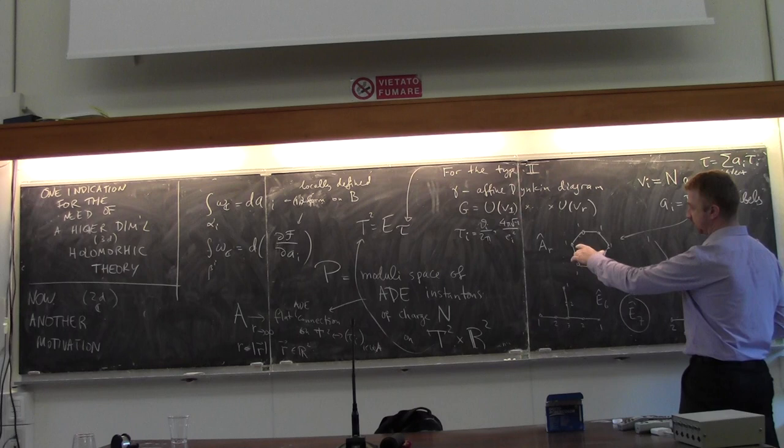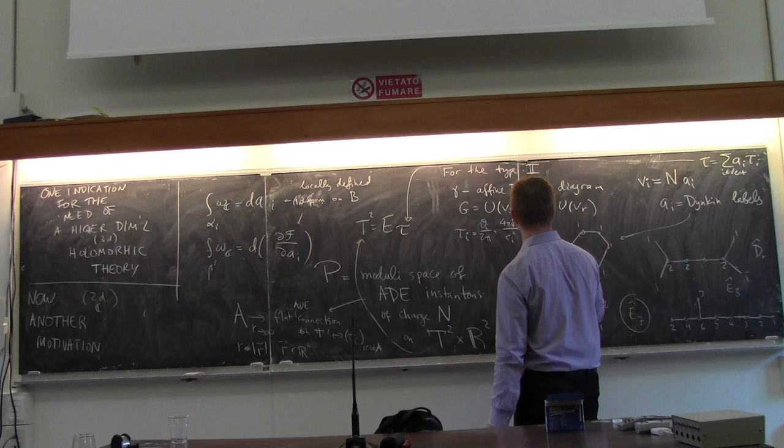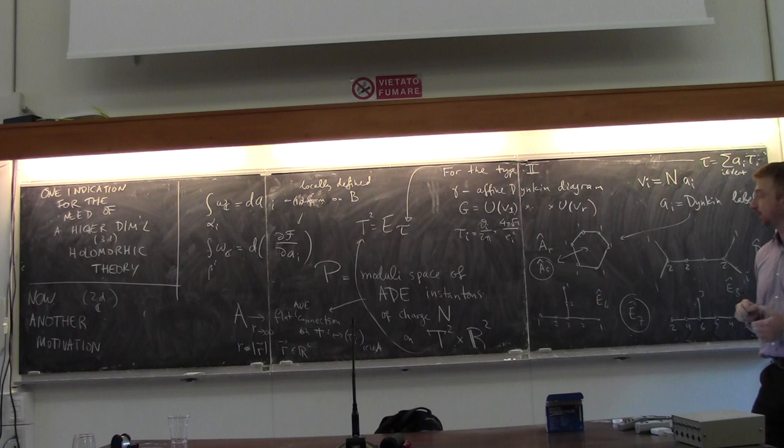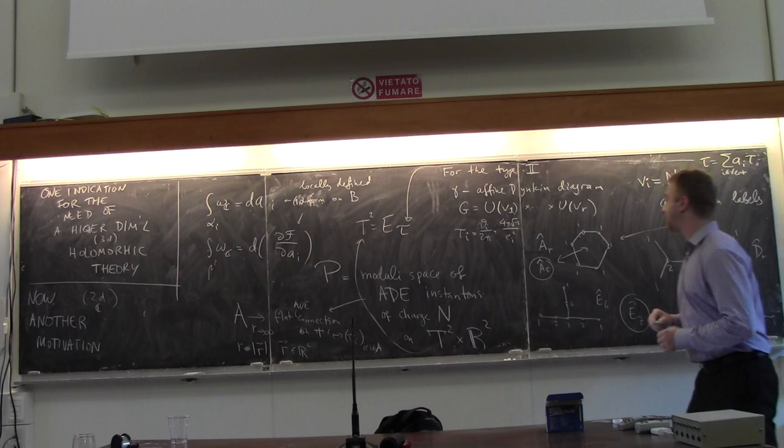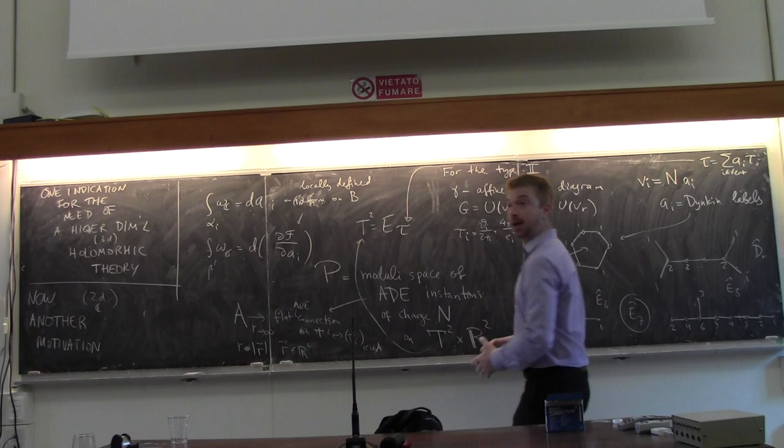Let's take an example. So this graph which I've drawn corresponds to 1, 2, 3, 4, 5, 6. So this is the A5 hat quiver. We have six gauge couplings in the theory, because there are six vertices here. The sum of these complexified couplings, by this formula, determines the shape of the torus on which my instantons will live. So I'm left with five parameters.